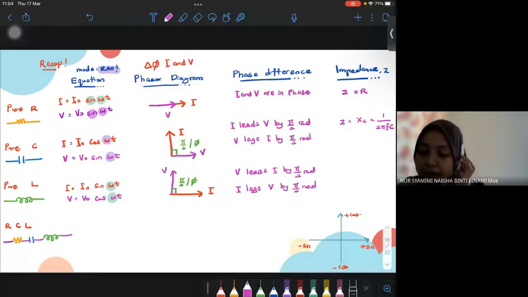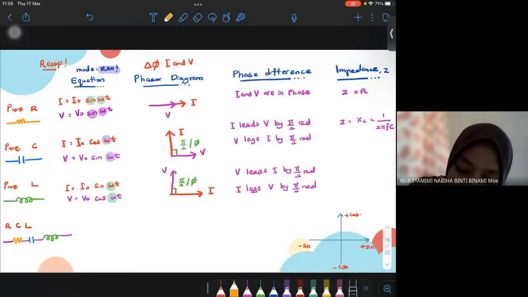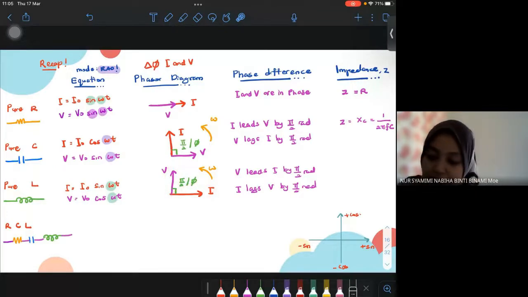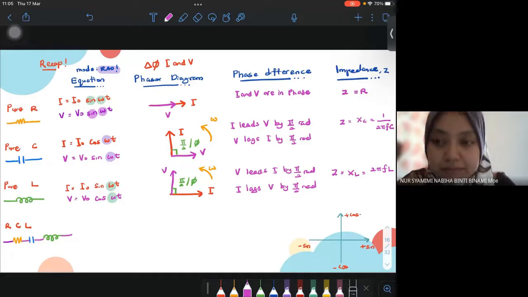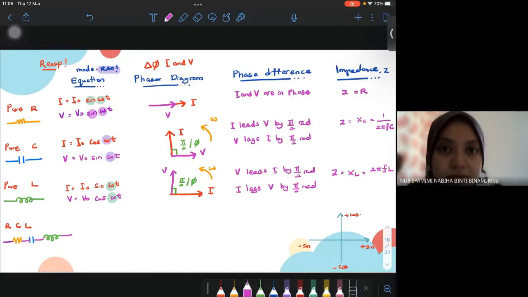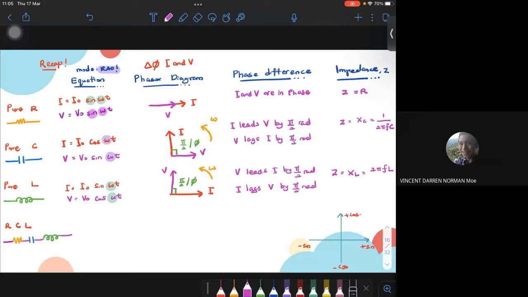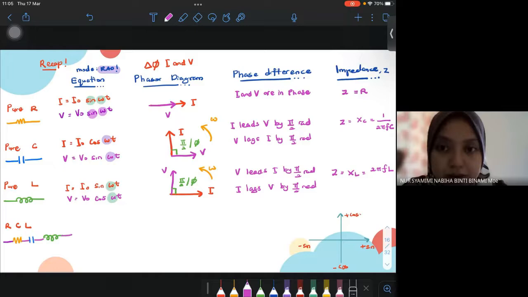Kenapa dia lags ataupun leads? Sebab kita tengok dia bergerak anti-clockwise. So maksudnya V ini bergerak dahulu sebelum I. Dan the impedance for pure inductor, Z is equals to XL and is equals to 2 pi FL. Alright, masih ingat lagi yang ni? Ada soalan tak? Ingat, madam. Tidak, madam. Okay, tiada soalan lagi.